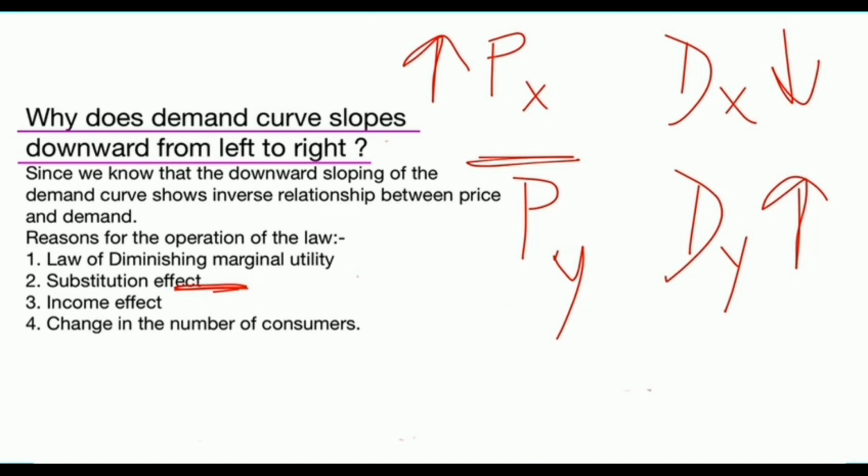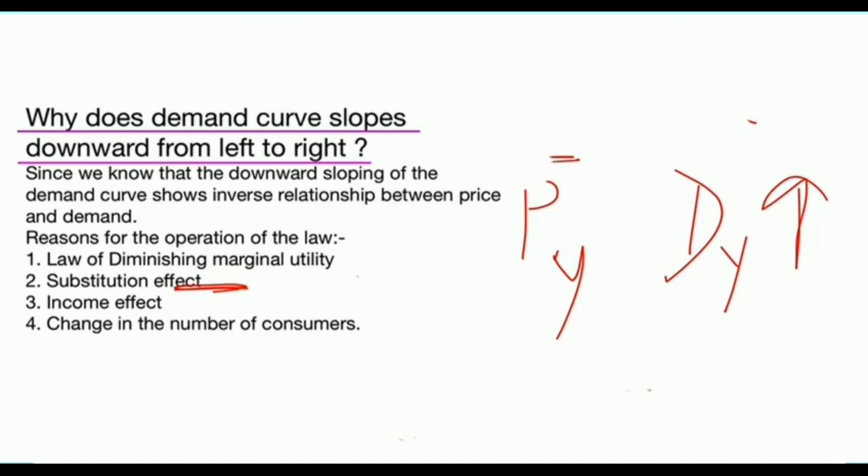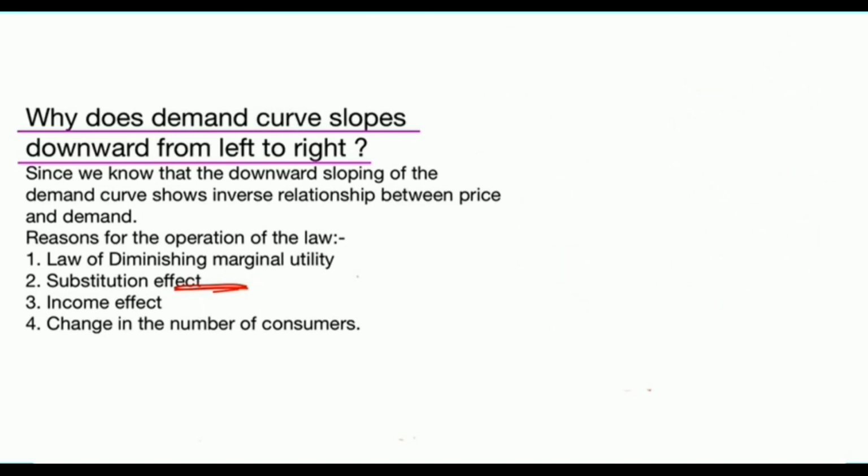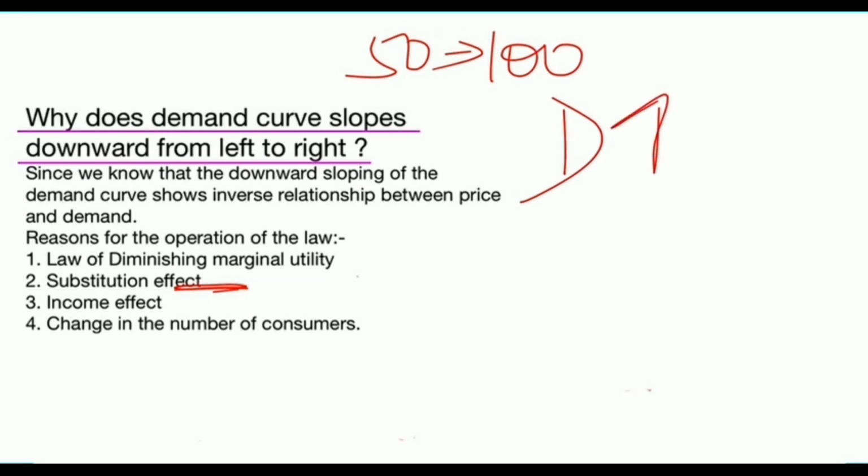Now next comes the income effect. What does the income effect say? The income effect says that when a consumer's real income increases as the price falls, consumers are able to purchase more of a particular good. As a result, its demand also increases. For example, if my income increases from rupees 50 to rupees 100, I will demand more of the commodity.